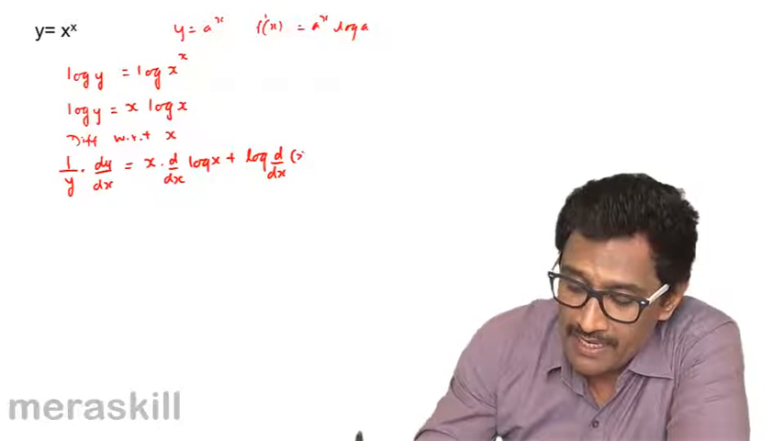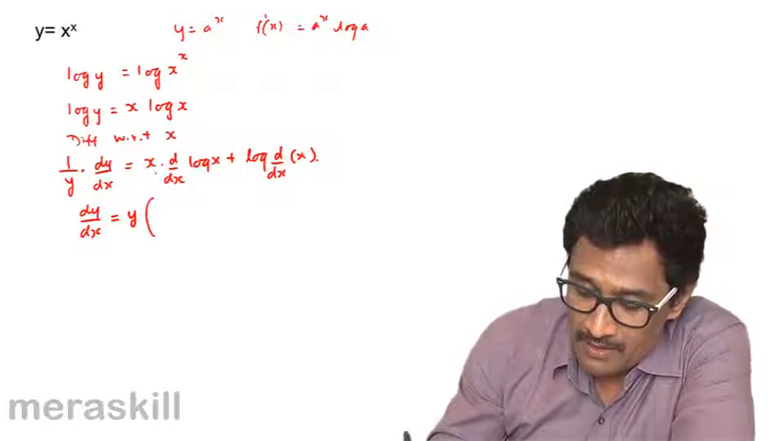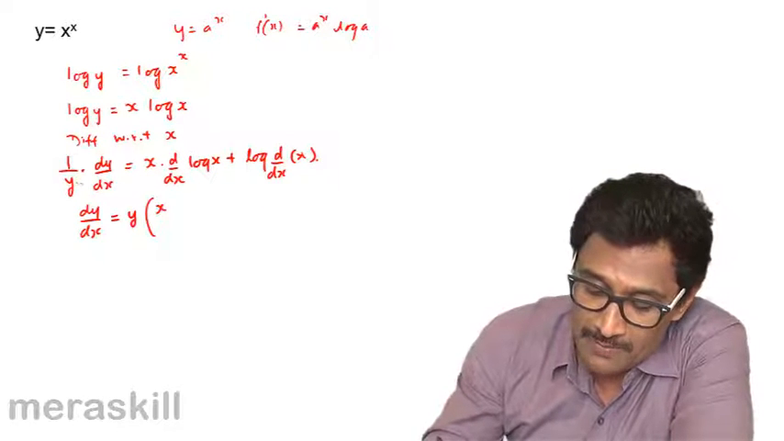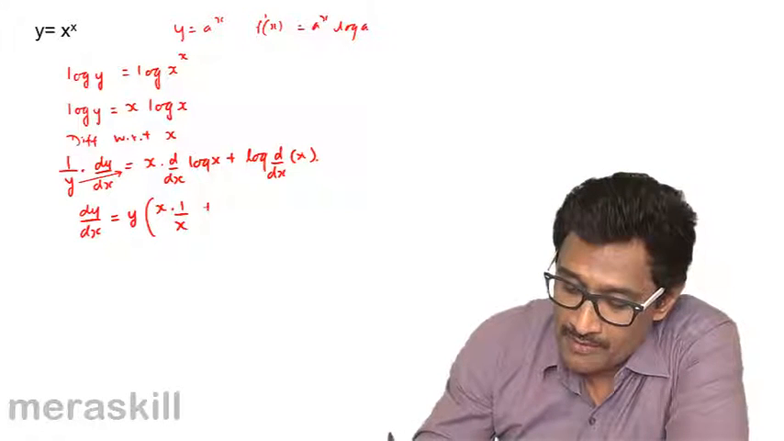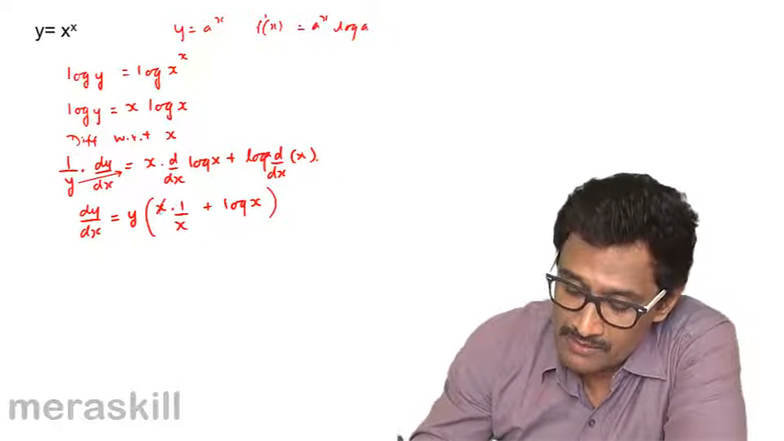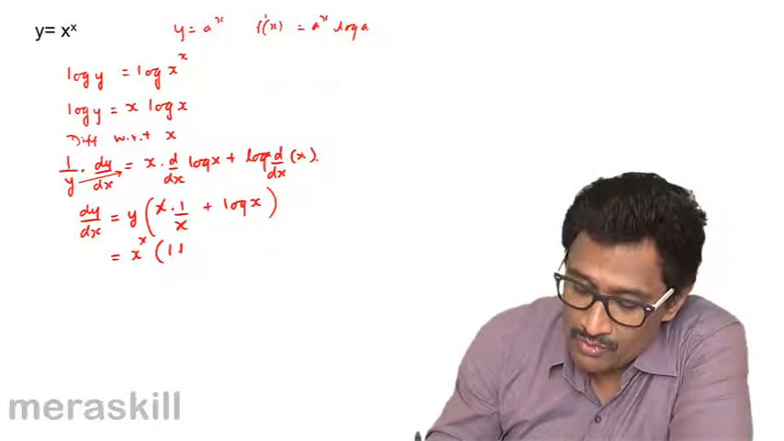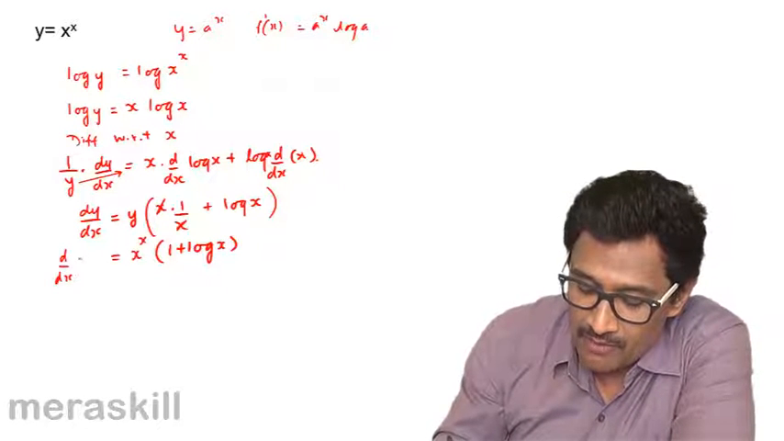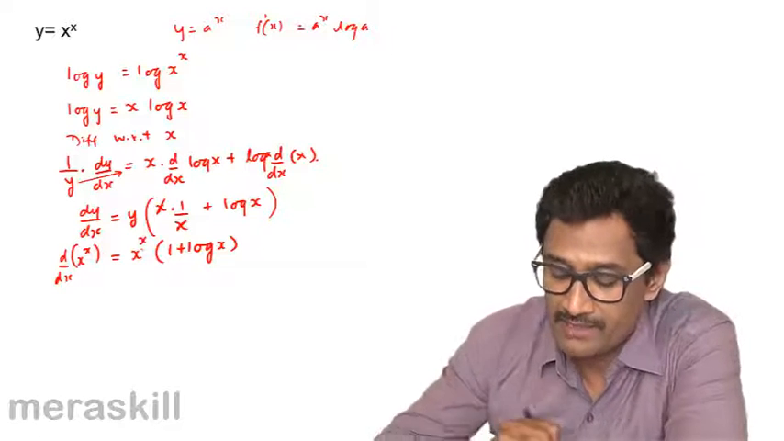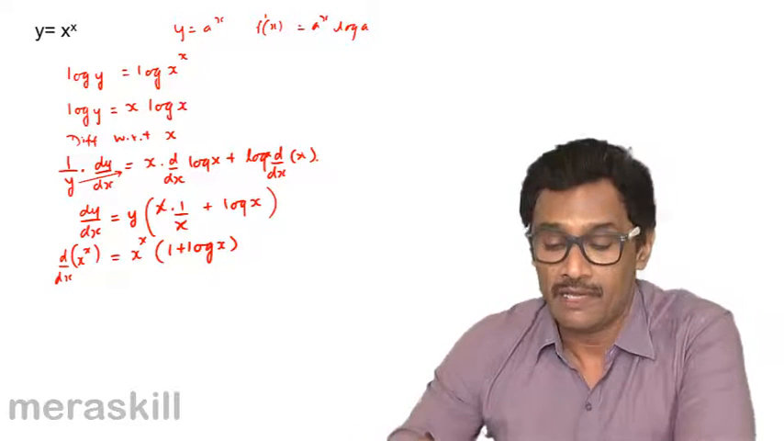So, this becomes hence dy by dx would be y into x. You're cross multiplying this here. So, x into derivative of log x is 1 by x plus log x into derivative of x, that is 1. This gets cancelled. So, eventually this becomes y, that is x raised to x into 1 plus log x. Hence, d by dx of x raised to x is nothing but x raised to x into 1 plus log x. So eventually you are taking the logarithm on both sides and going about doing this.